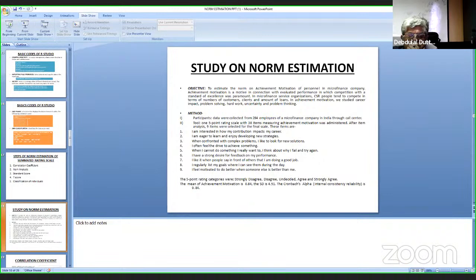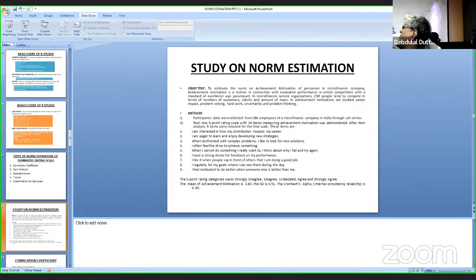So we are measuring the achievement motivation of persons working in a microfinance company. For the selection of future personnel, we had to develop this norm for achievement motivation. The 5-point rating scale categories were strongly disagree, disagree, undecided, agree, and strongly agree. The mean of achievement motivation is 0.84 and the SD is 4.91. The Cronbach's alpha, which is the internal consistency reliability, is 0.84.